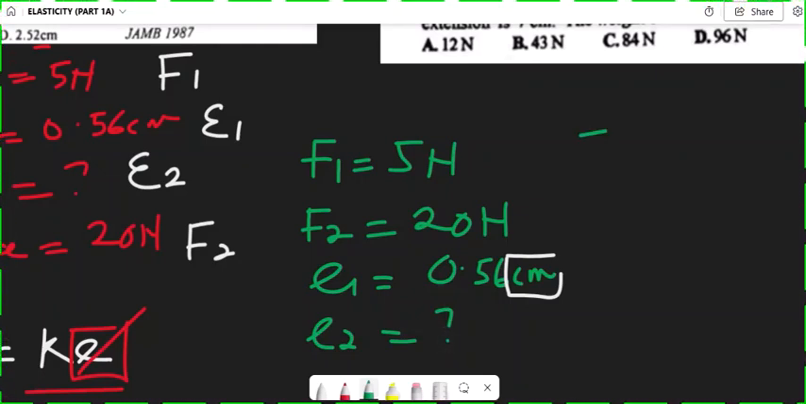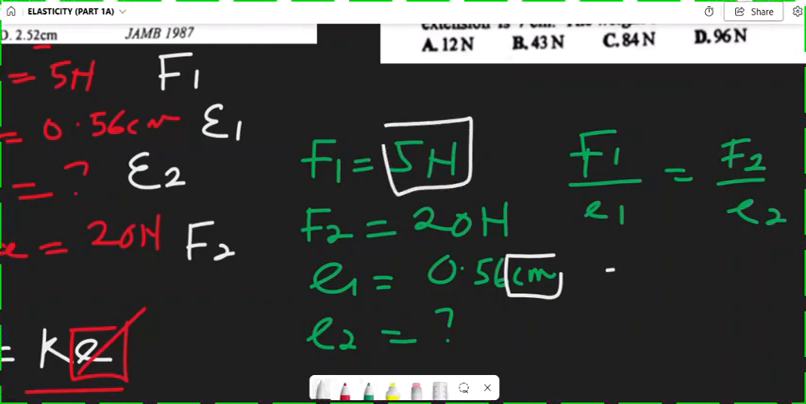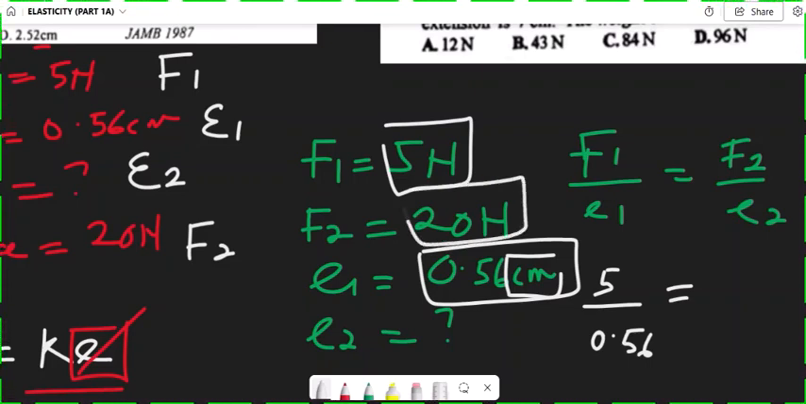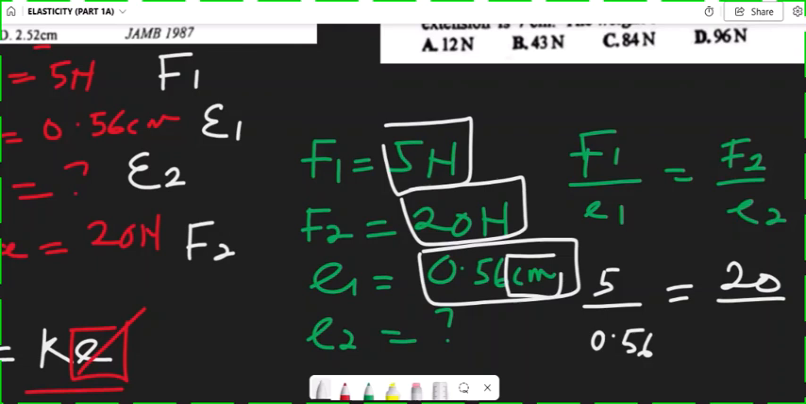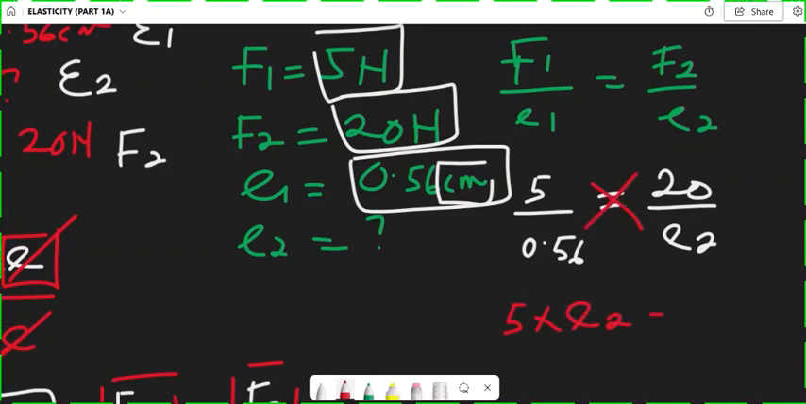By the formula I gave you, we said F1 over E1 equals F2 over E2. Now, what's the value for your F1? Your F1 is 5 Newton. You have 5 all over your E1, which is given as 0.56, equals your F2. Your F2 is given as 20 Newton. So here is 20 all over your E2, which is what you are asked to look for. So in this case, what you just need to do is to cross multiply. When you cross multiply, you have 5 times your E2 equals 20 times 0.56.